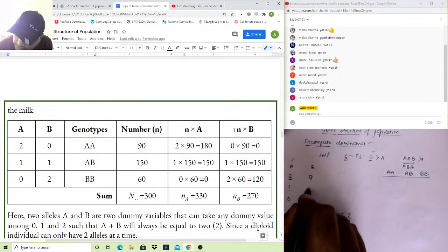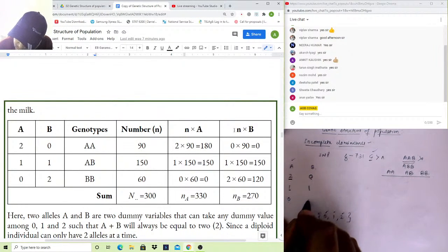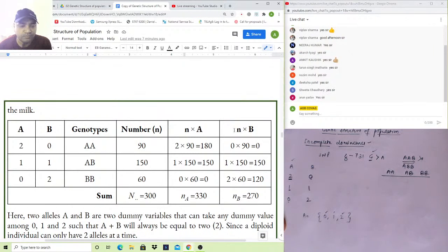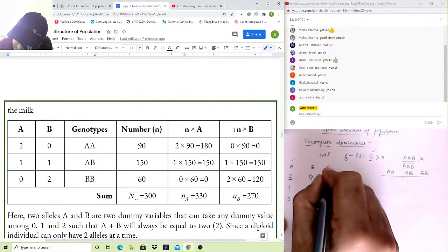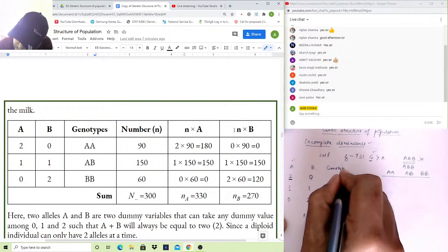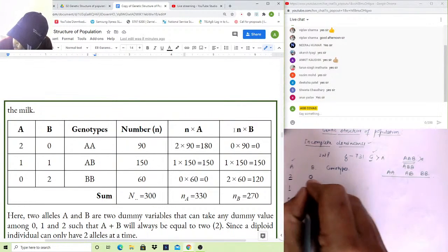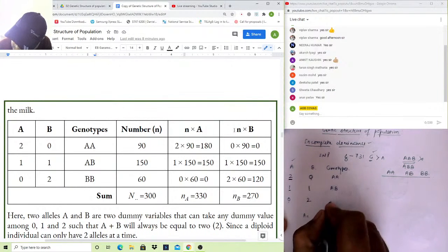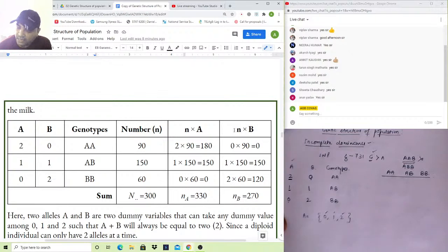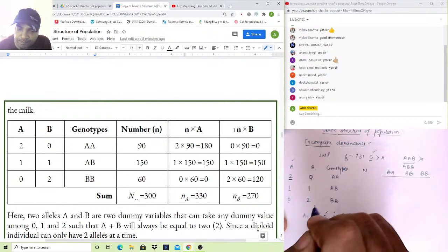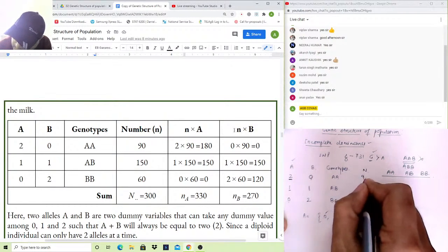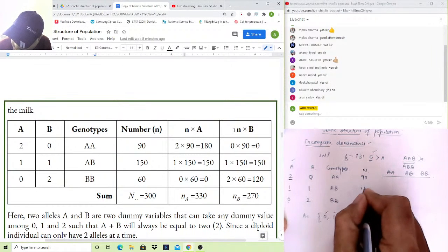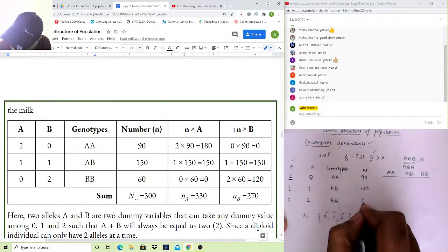If it is 1, then the sum of A plus B should be equal to 2. So if this is 1, then it will become 1. If this is 0, then it will automatically become 2, isn't it? So what will be the resulting genotypes? The genotypes formed will be AA for this, AB for this, and BB for this. And now we know the numbers n: for this it was 90, for this it was 150, and for this it was 60.